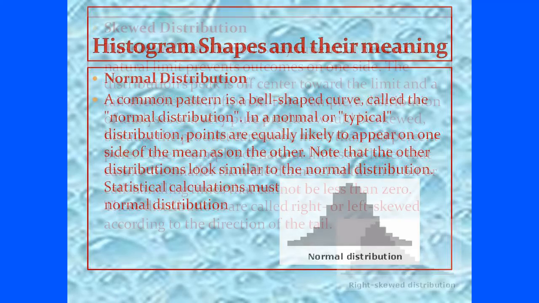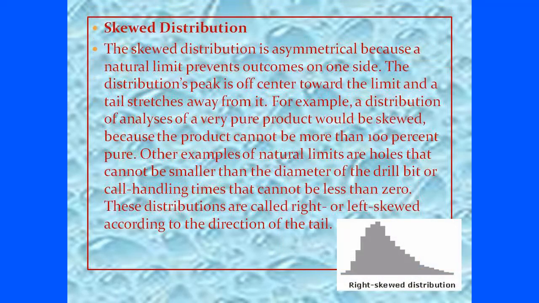Next is skewed distribution. A skewed distribution is asymmetrical because a natural limit prevents outcomes on one side. The distribution's peak is off center towards the limit and a tail stretches away from it. Now let's take an example.